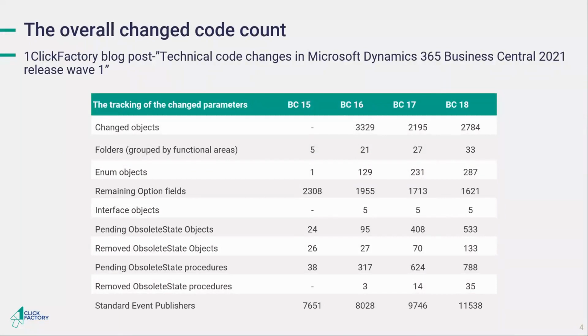For the overall changed object code count, we released a One-Click Factory blog post, which contains technical code changes. This is our overview of which parameters we are tracking. You see we are tracking from Business Central 15 to the current release. We can explain in the next slides what these parameters mean, and we will also give our insights.